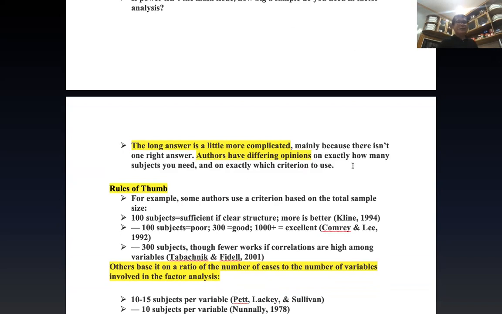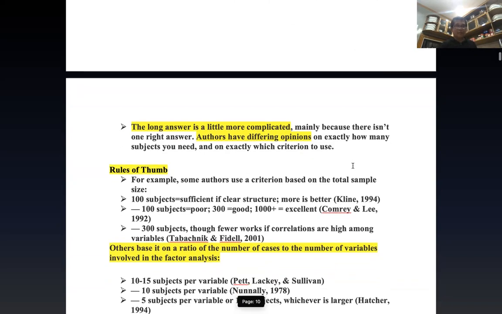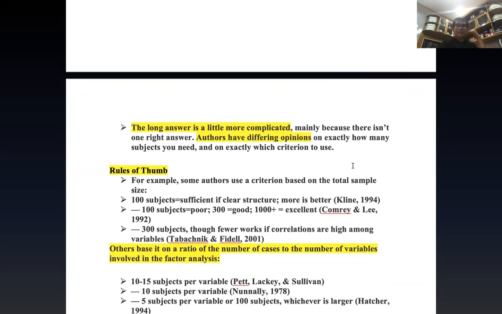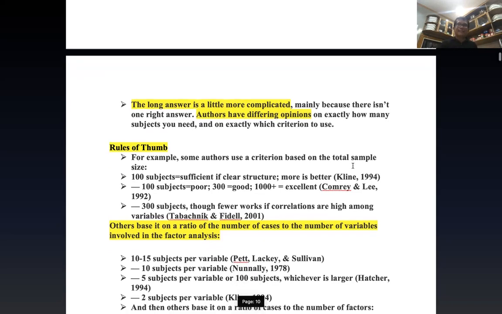The long answer is a little more complicated, mainly because there is not one right answer. Authors have differing opinions on exactly how many subjects you need and on exactly which criterion to use. However, we have rules of thumb. For example, some authors use a criterion based on the total sample size.